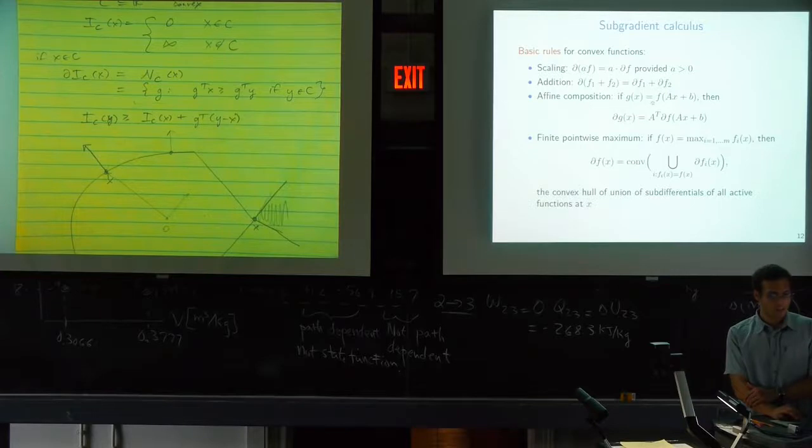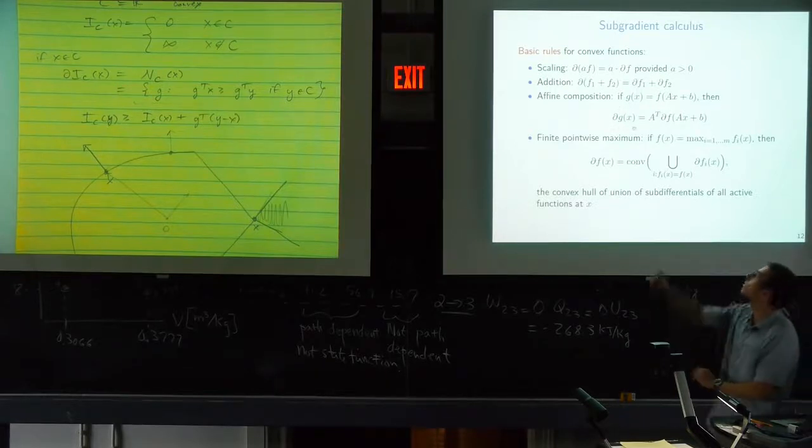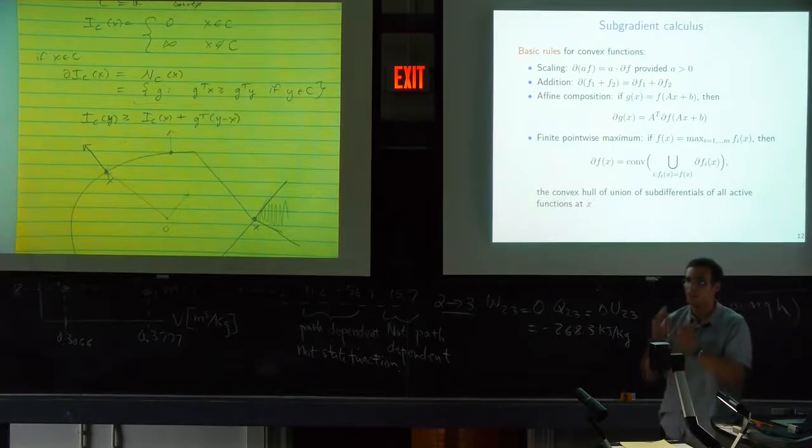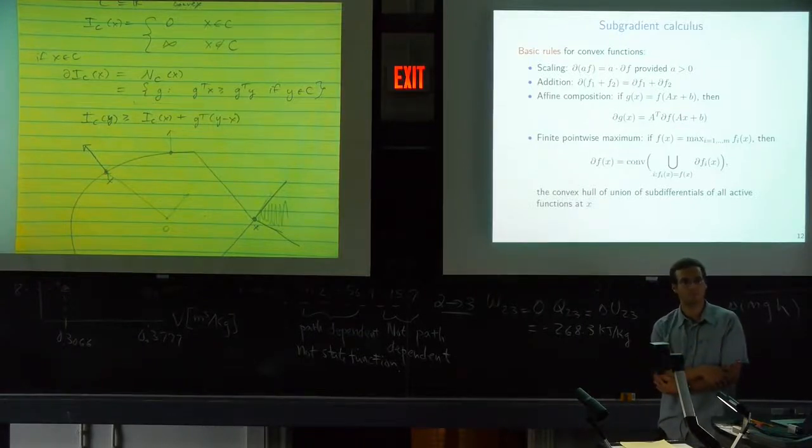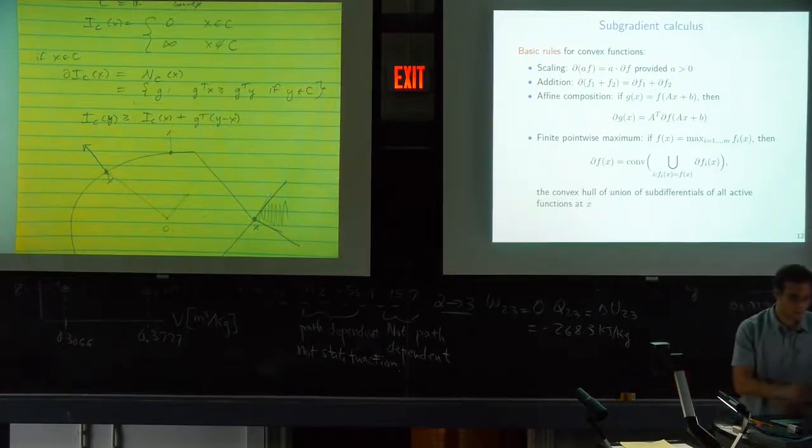Affine composition. This is kind of like the closest thing we have to a chain rule for subgradients. So if g of x is f of Ax plus b, then the subgradients of g at x are A transpose times the subgradients of f at Ax plus b. So now we know how to take subgradients if we compose f with a linear function.